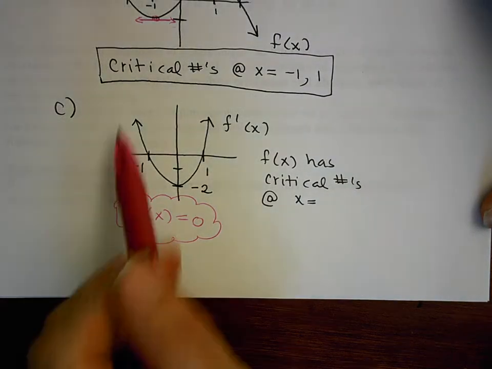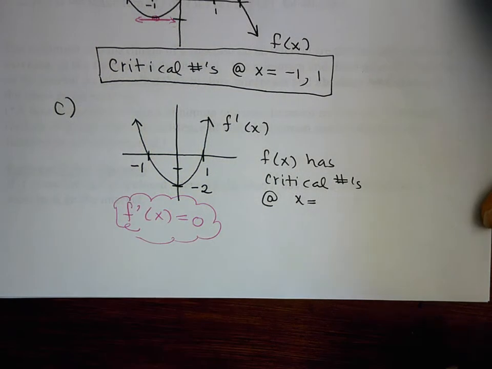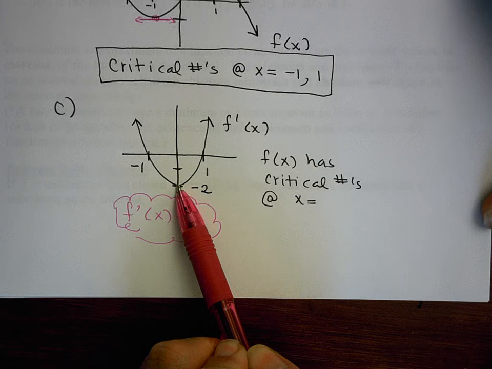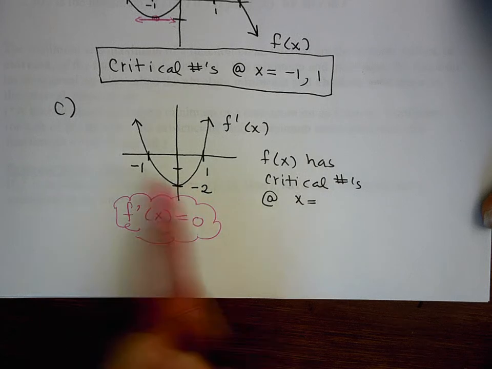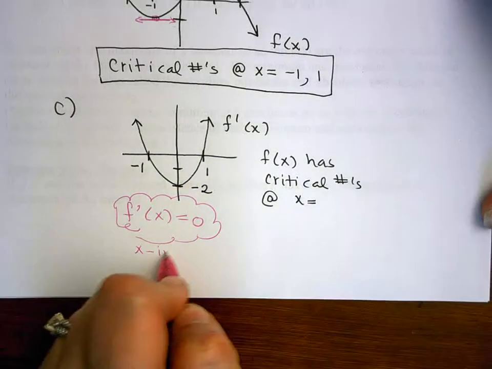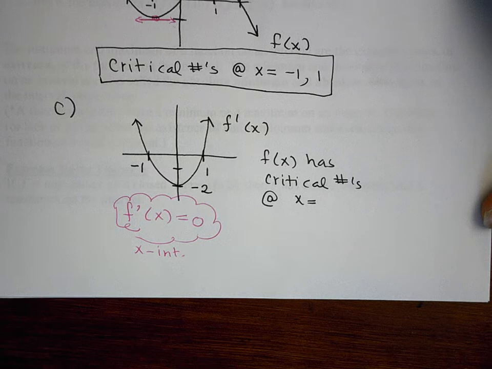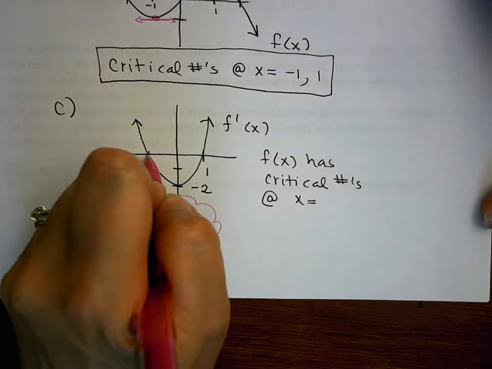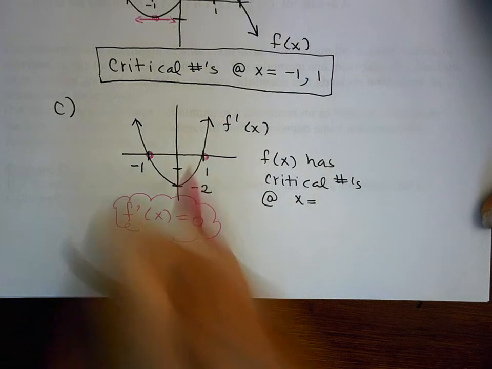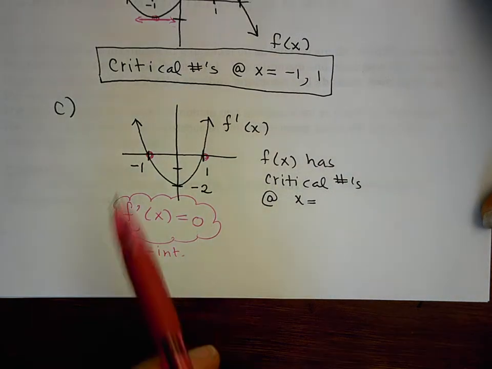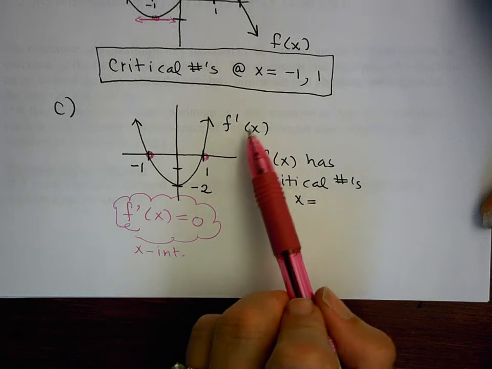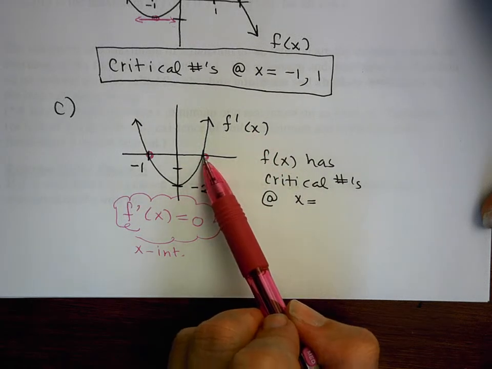So this is f prime. So where would it be equal to 0? Is it equal to 0 here? No. Right? Equal to 0, that does not mean that. That means x-intercepts, right? So where are my x-intercepts? My x-intercepts are here and here. So I have a critical number for f of x, right? Not for f prime, but I have a critical number for f of x at -1 and 1. So f prime is equal to 0 at 1 and -1.